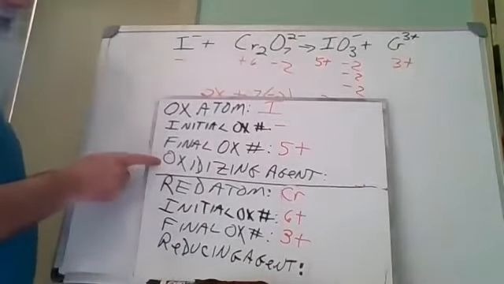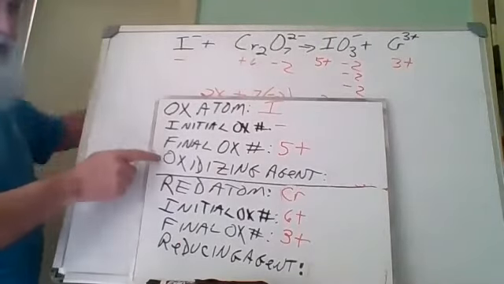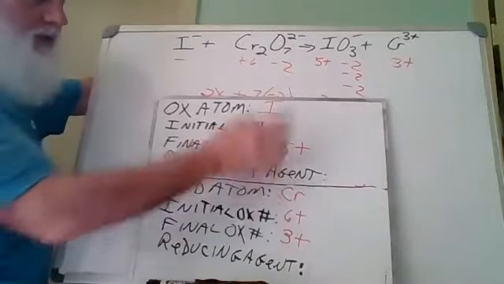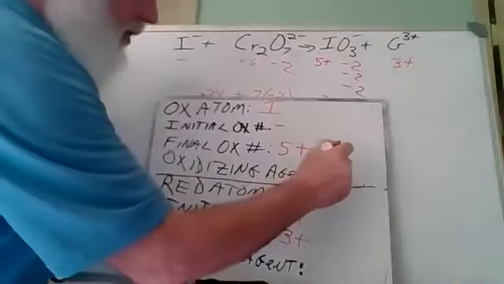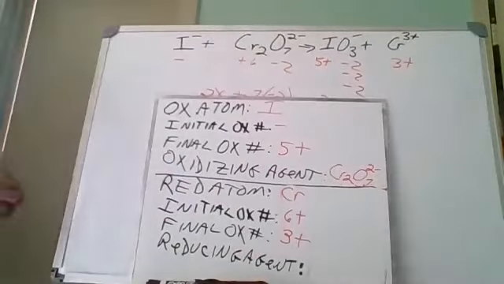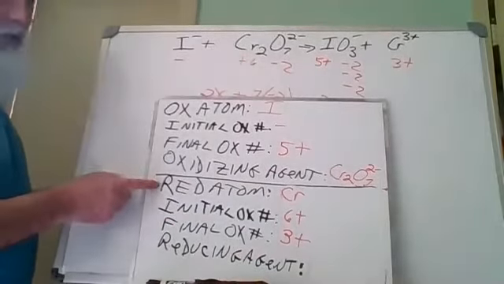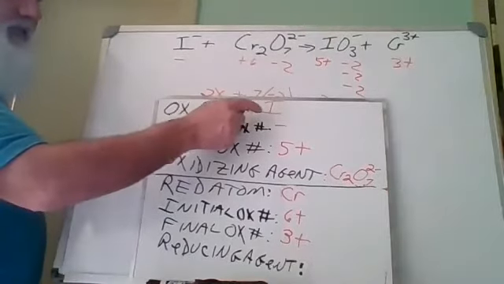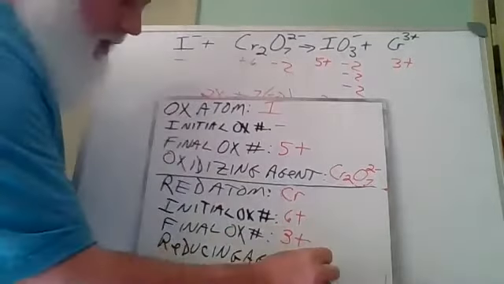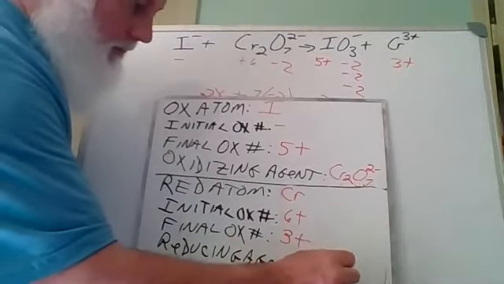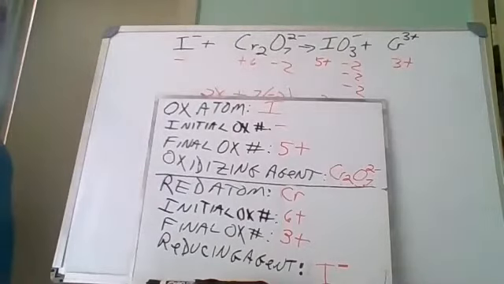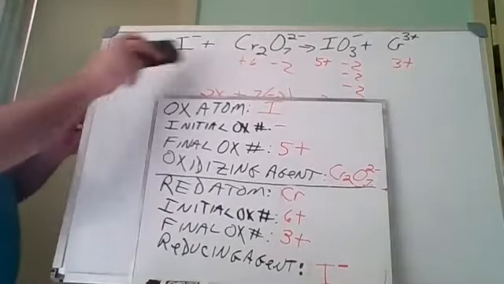Okay, so the oxidizing agent. I'm looking for a chemical species on the reactant side that contains the atom that is itself reduced. So that's going to be dichromate, Cr2O7, don't forget the charge. All right? For the reducing agent, I'm looking for the chemical on the reactant side that contains the atom that is itself being oxidized. So it's going to be I-. Okay? All right. Everybody good here?